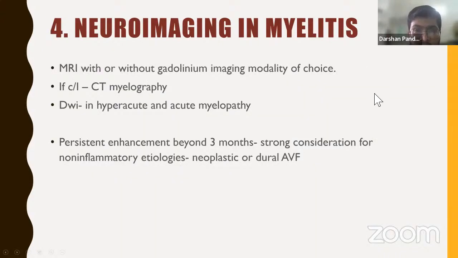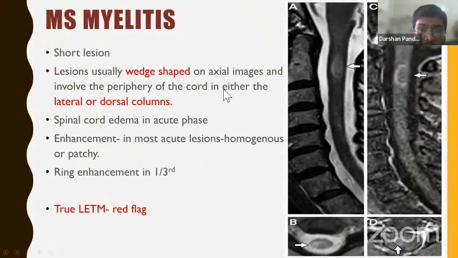Neuroimaging, MRI with or without contrast, is the modality of choice. If it is contraindicated, then CT myelography. In acute or hyperacute cases, diffusion weighted imaging plus ADC drop is usually ordered. If there is persistent enhancement beyond 3 months, then there is strong consideration for non-inflammatory causes, particularly neoplastic or dural AV fistula. We'll look into MS myelitis.